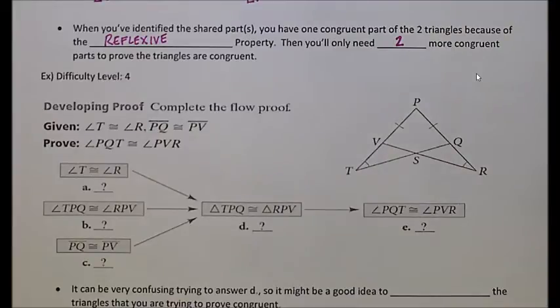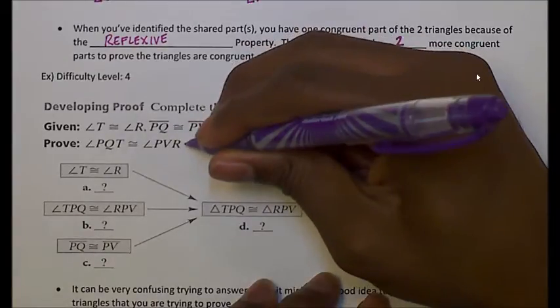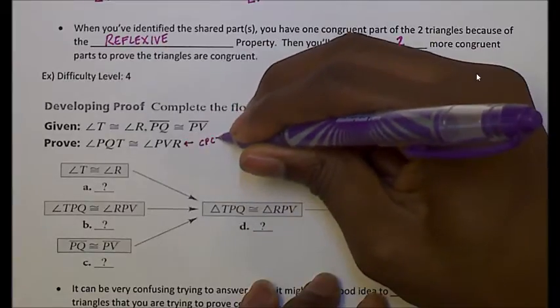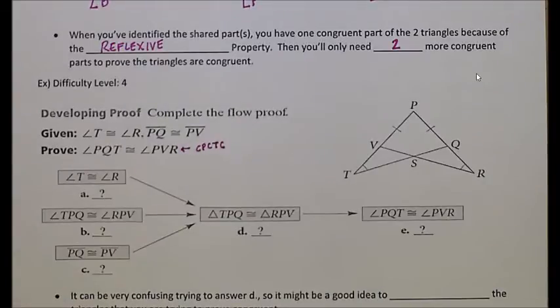Let's look at what we know. They tell us that angle T is congruent to angle R. They tell us that PQ is congruent to PV. And they want us to prove that angle PQT is congruent to angle PVR. Okay, anytime I'm seeing this, it's not triangle, it's angle, that perks my ears. CPCTC makes me think, hey, I probably have to use CPCTC because I'm not proving two triangles congruent, I'm proving two parts of triangles are congruent.